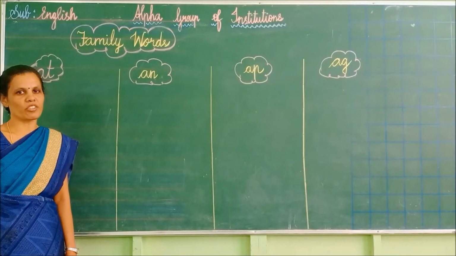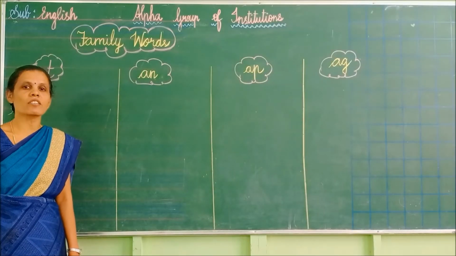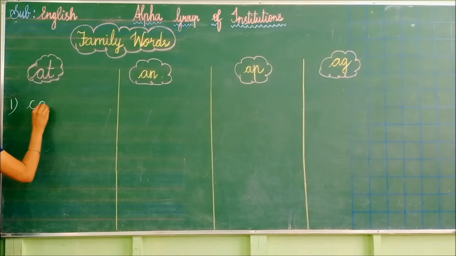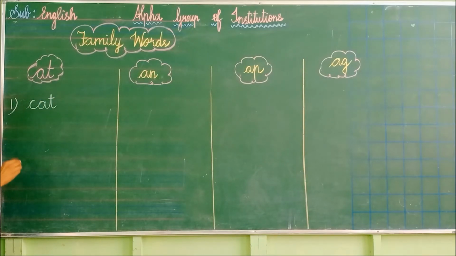Now we are going to learn 3-letter words with the help of sounds. Here we have 2-letter words. A, t, at. Now we are going to learn 3-letter words. First, what letter is this? C. C sounds K. K, at. Cat. Next one.